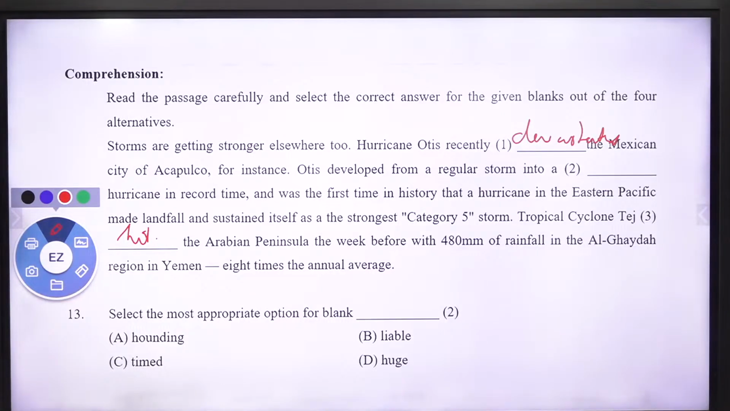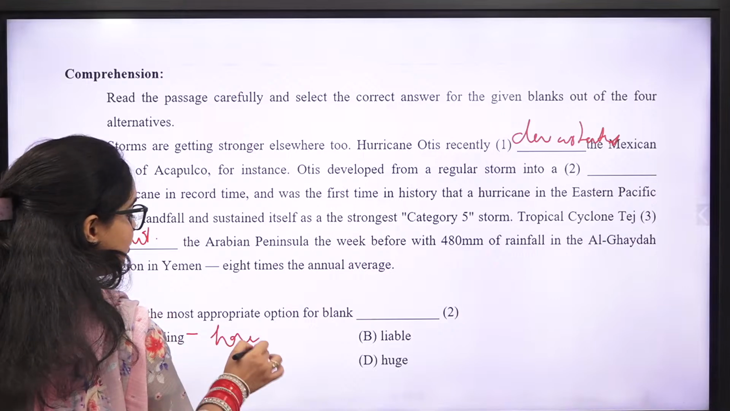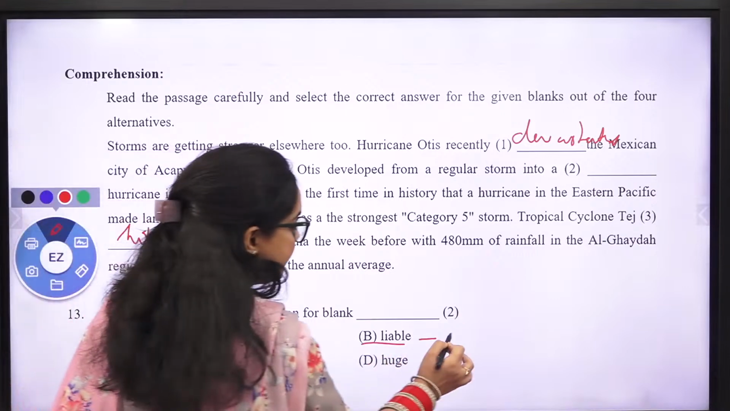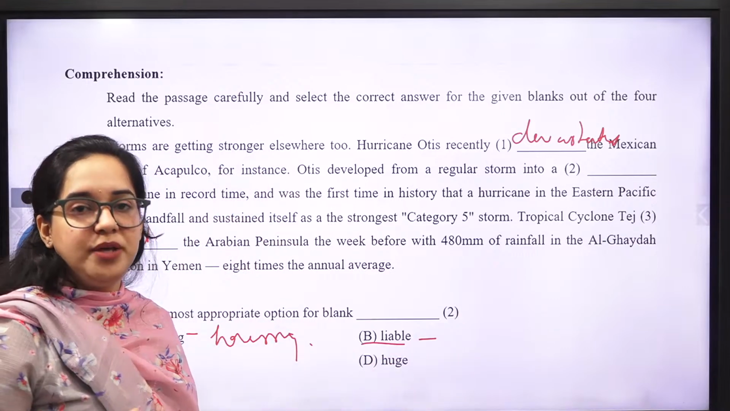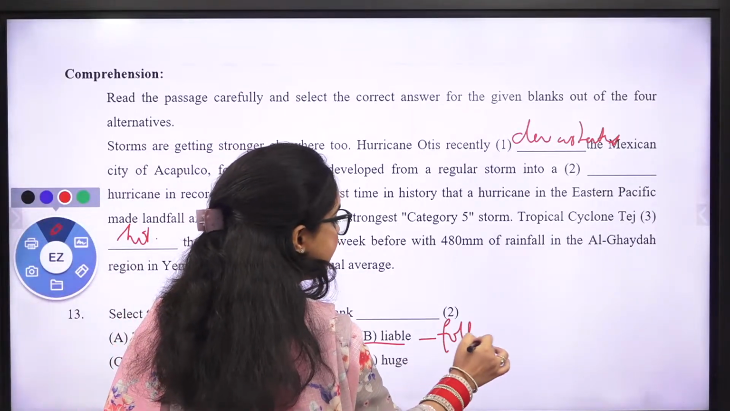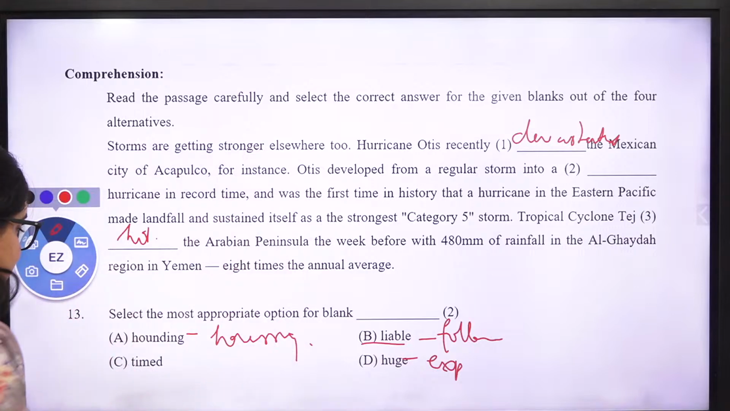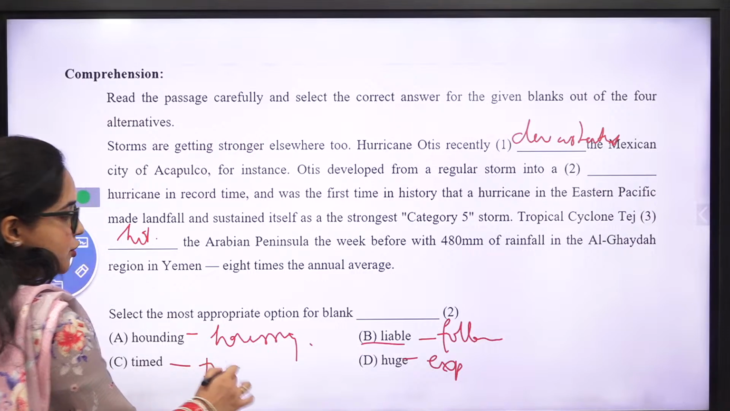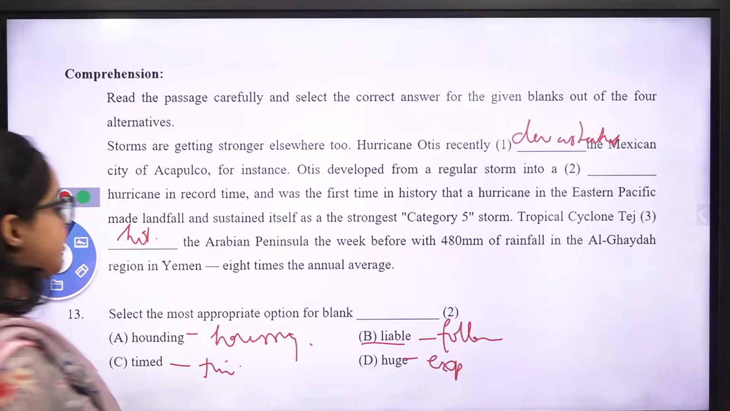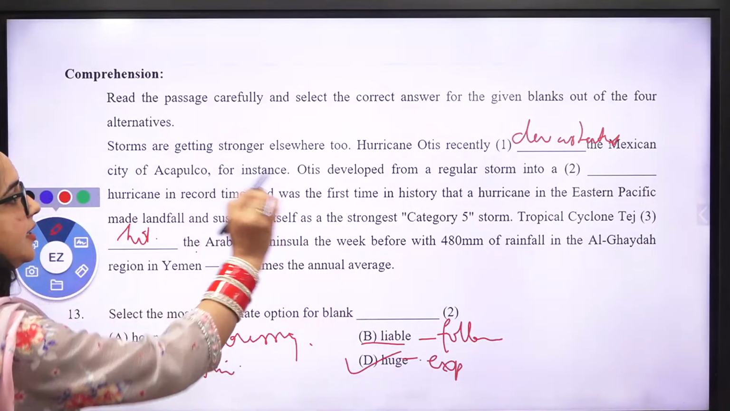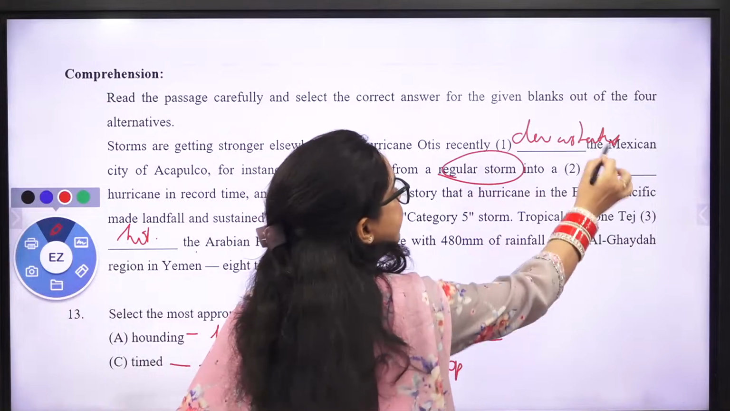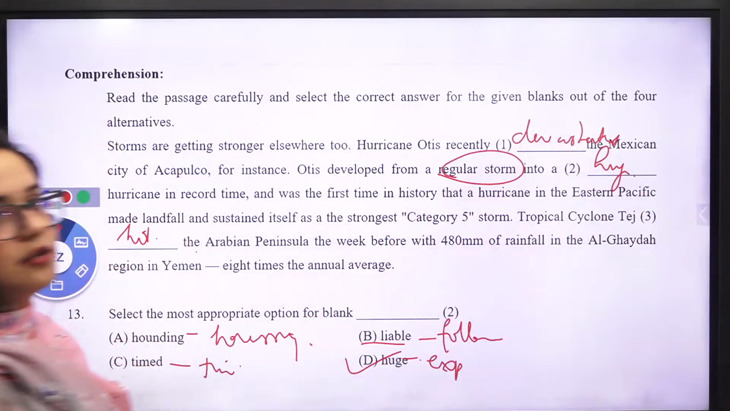Hounding is if I am hounding you, I am kind of harassing you guys. Liable is you are liable to me, you are to follow me, you are to ask me for anything. So it is that liable fellow. Huge is very expanding, like a very big thing. And timid is like something timed, measured with time. So what can be the answer? Huge is the right answer. Very good. Because it developed from a storm into a huge hurricane.